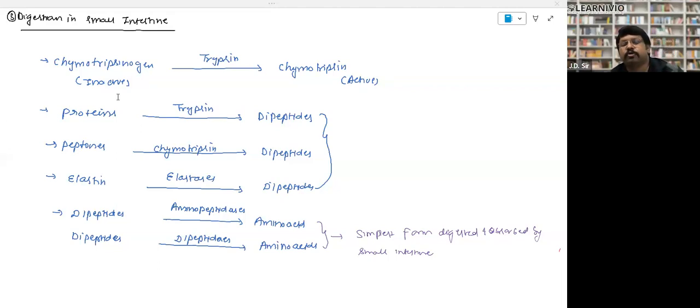So finally, the digestion of protein and fat takes place in the small intestine. Basically, the main, core digestion takes place in the small intestine. Note down, please: digestion in the small intestine. And ask me if you have any doubt.